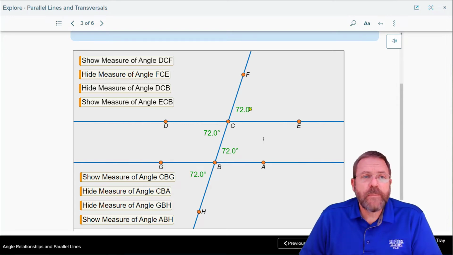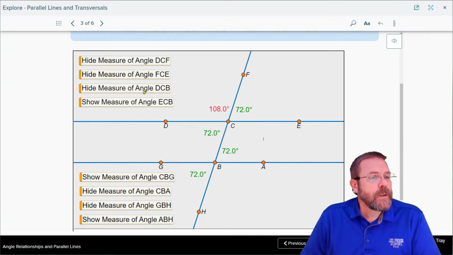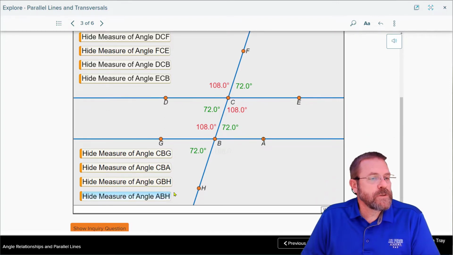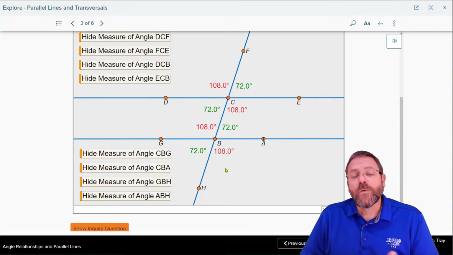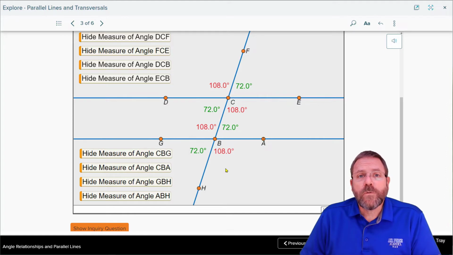Let's take a look at them now. We've got DCF, which is going to be 108 degrees. What's the next one going to be? We've got ECB right there, that's 108 degrees. We got GBC, which is right here, GBC or CBG, 108, and then we have ABH right there, 108. So those angles are all going to be congruent as well.